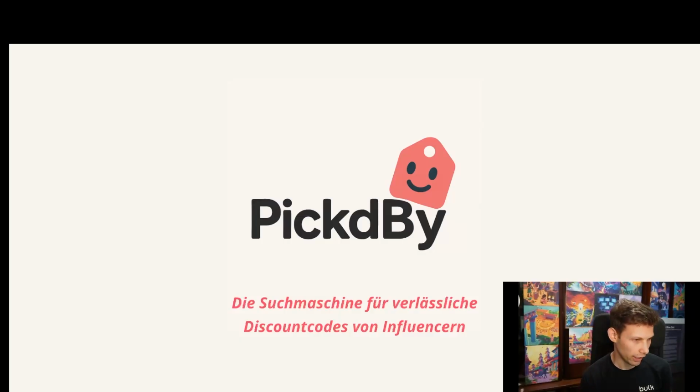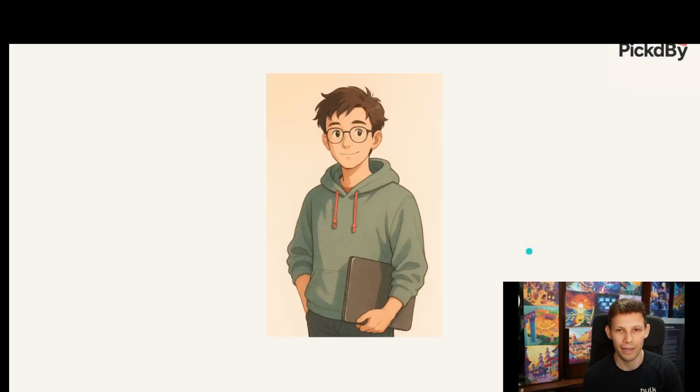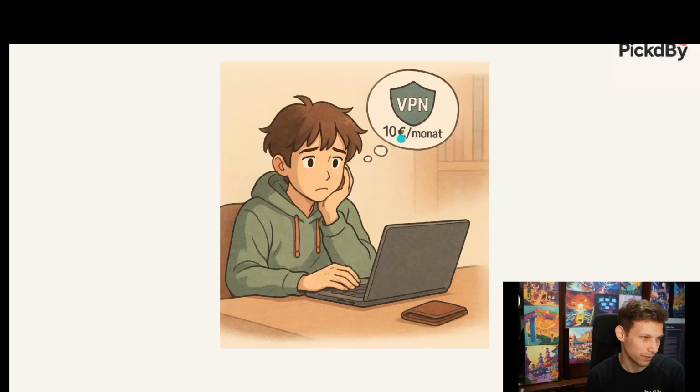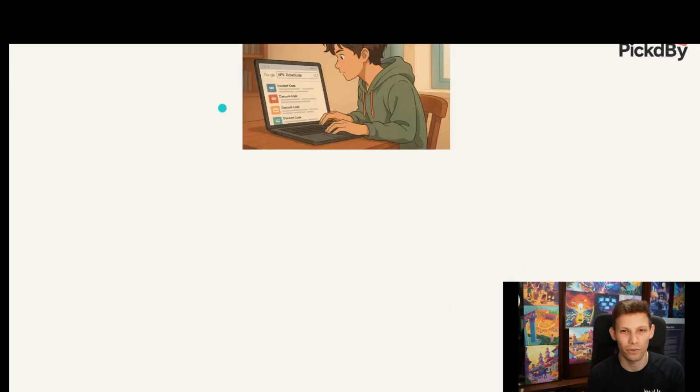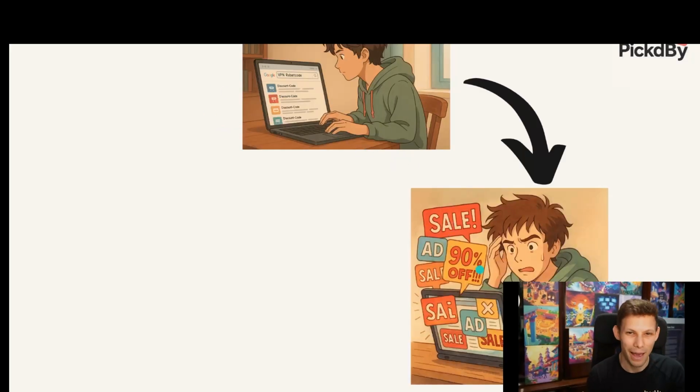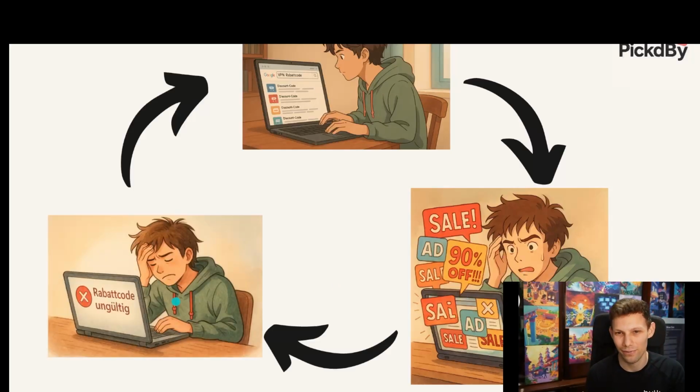Then what I also changed is the story. So instead of talking about me and the problems and stuff, I now tell a story of a character called Christoph, who is a student. And this student is looking for a VPN, but 10 euros a month is too expensive for him because he's a poor student basically. So he goes on Google and searches some discount codes, but gets spammed with ads on the sites that he visits. And eventually when he does find a code, it doesn't work. So he has to go back to Google and search again. And this is really annoying.